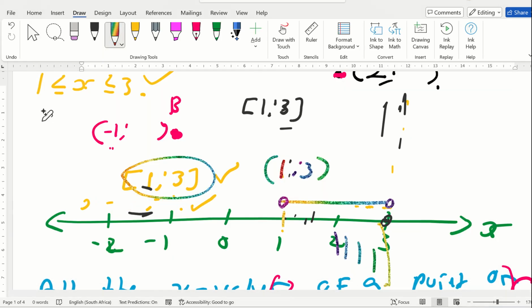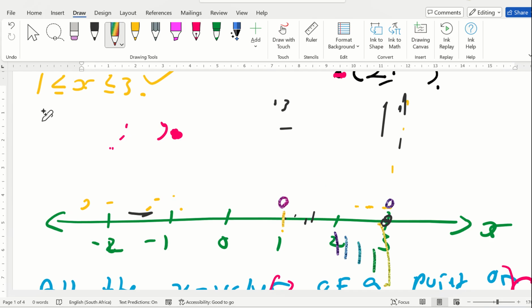Now, can you guys tell me what is the domain of this graph? This line.